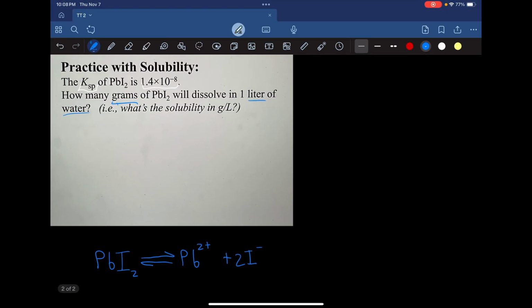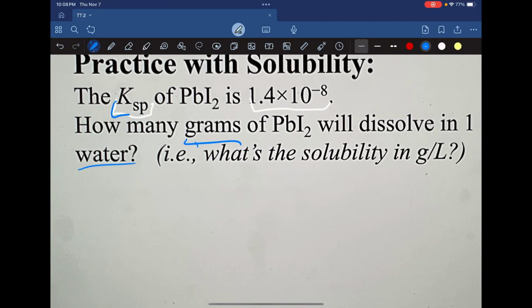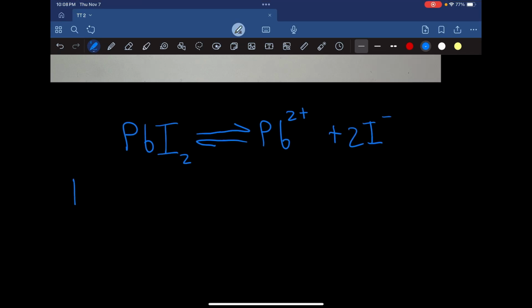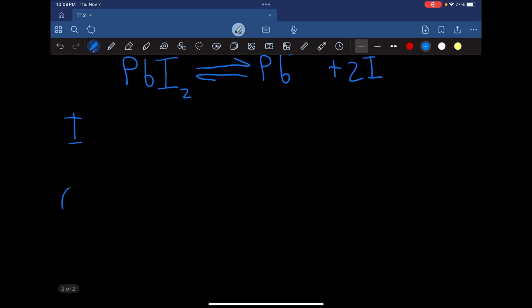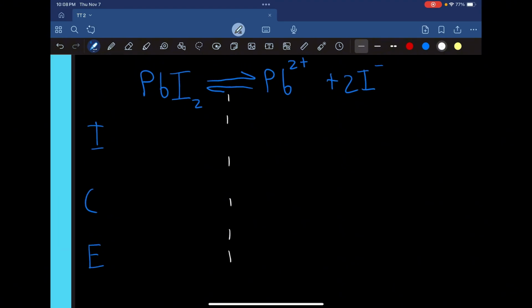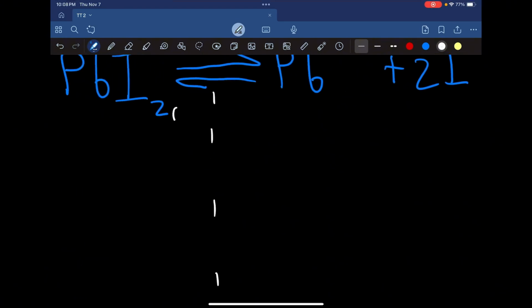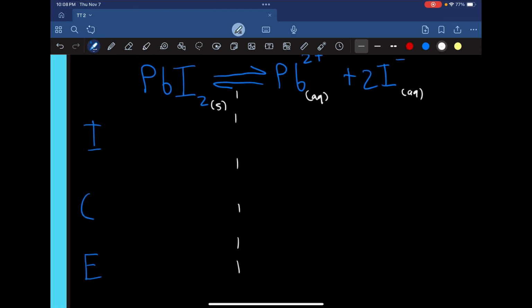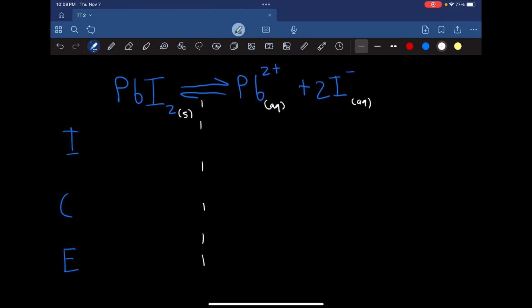And when you see these questions, when you see K, like the capital K, Ksp, Ka, stuff like that, you know it's an ICE table. So let's draw our ICE table. Like I said, I always like to make a dotted line so I remember what's on each side. Since this is a solid and these are aqueous, we know the solid won't be in the Ksp equation, because remember, solids and liquids are not in the Ksp.